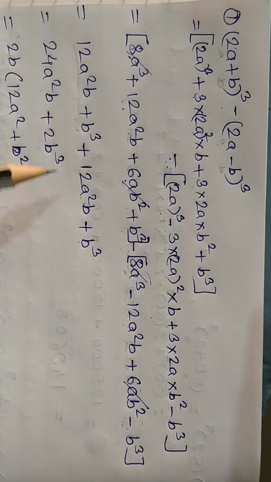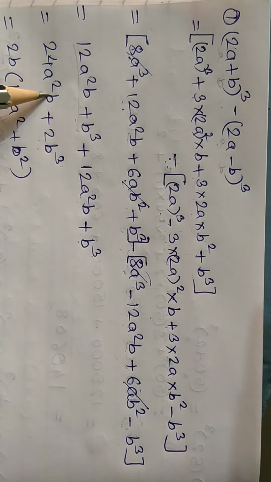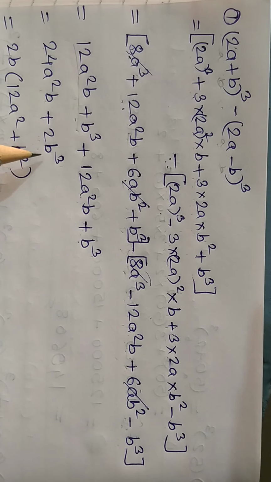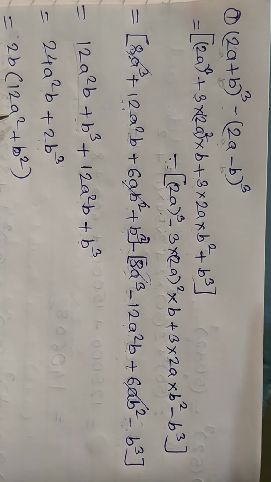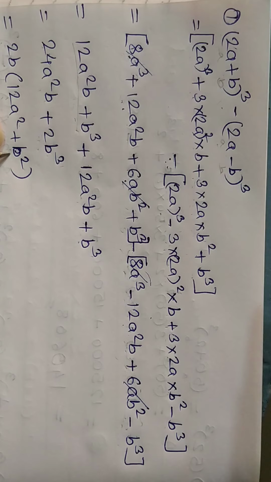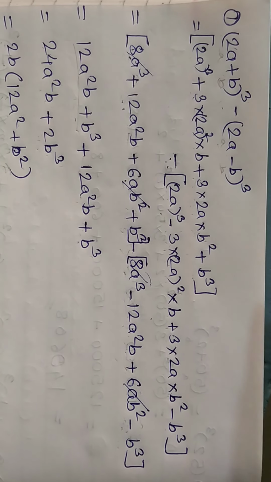And from this we can take 2b as common. B from this, 2 from this, b from this, and 2b from this. I have taken 2b common. Then inside the bracket, 12 times 2 is 24, so 12 inside the bracket. Then a square b we have taken common. Then from here 2b is common, that means the remaining is b square. This is your final answer.